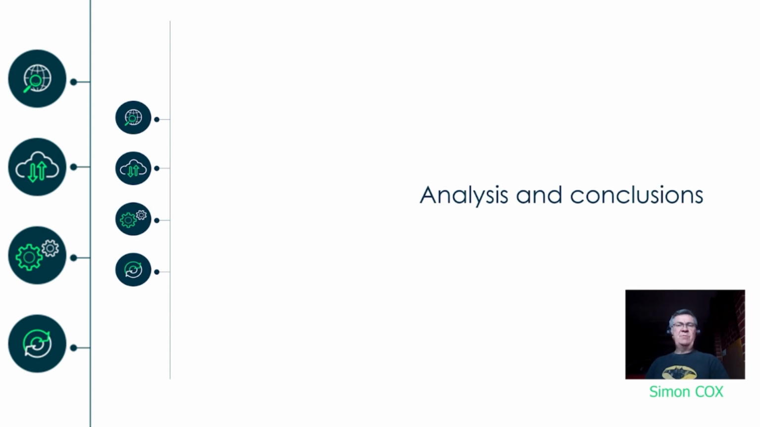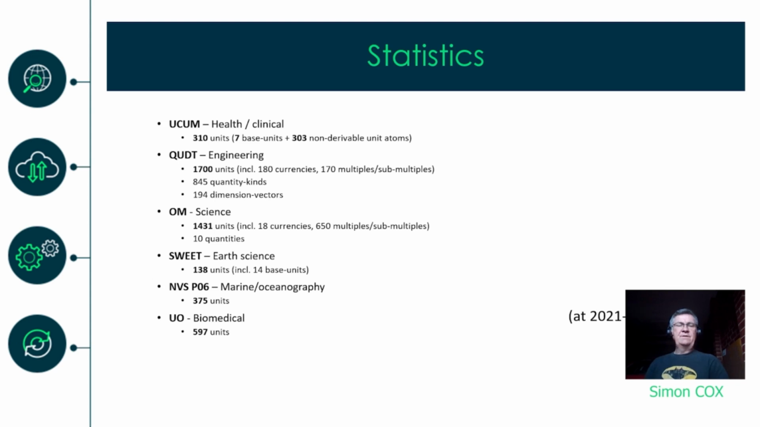Moving on to a bit of analysis and consideration of why so many, and is there anything to be done about it? First, some statistics. Here I've just counted the number of units in each system, plus a few other types where I think they are interesting.